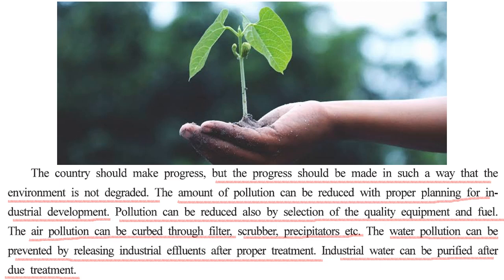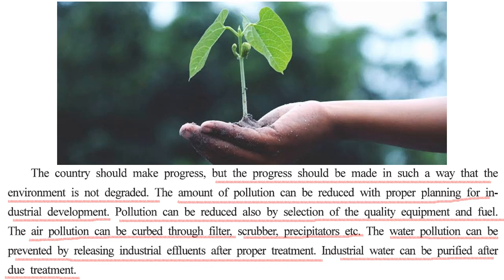The amount of pollution can be reduced with proper planning for industrial development. Pollution can also be reduced by selection of quality equipment and fuel. So if we select good quality equipment, noise will not be made, and air pollution and water pollution will be reduced. If we use proper fuel, for example, if we convert from petrochemicals or petroleum to solar energy, wind energy or water energy, we can create pollution-free energy.